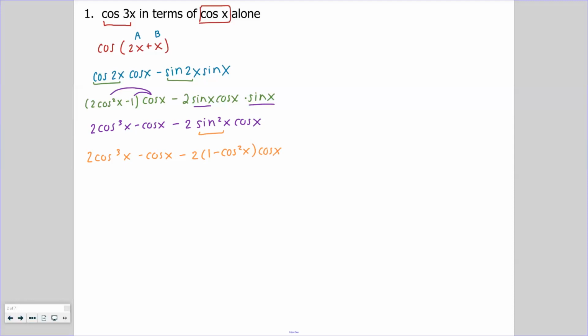All right, and then the very last thing is to simplify. We've got to combine like terms, make sure that everything looks good. So I am going to deal with this second term here. We're going to be really careful about the way that we distribute, and then I will see if I have any like terms to combine. So 2 cosine cubed x minus cosine x, and then I'm going to have minus 2 cosine x plus 2 cosine cubed x. Right. Take a second. Make sure you get that line there.